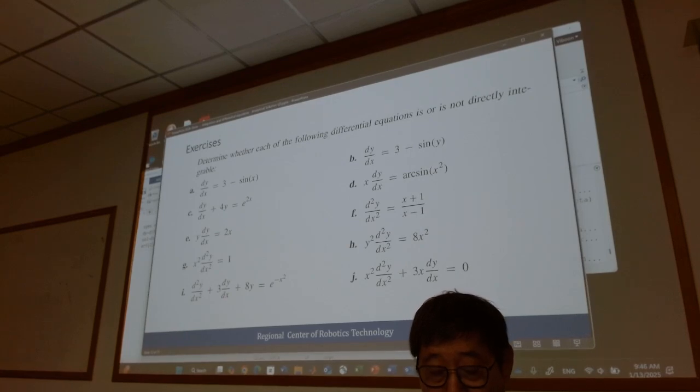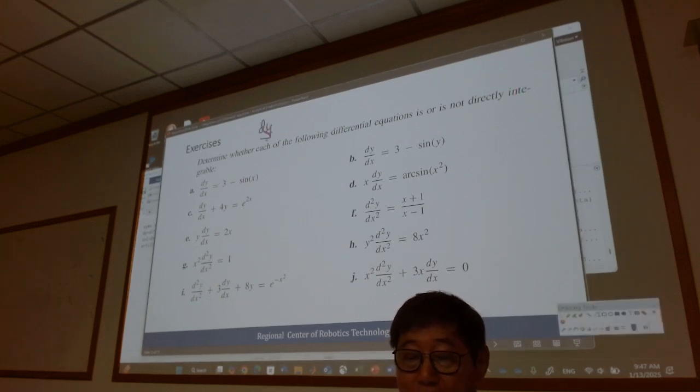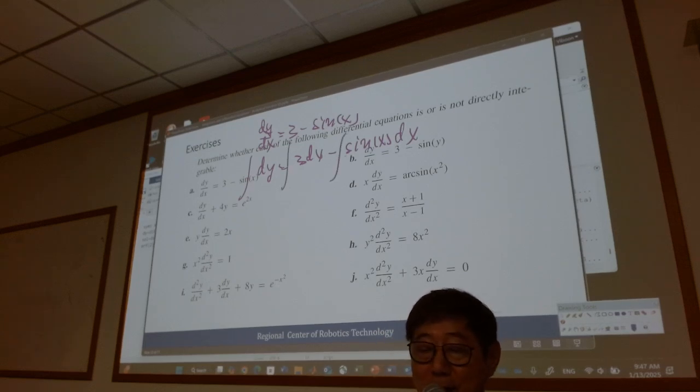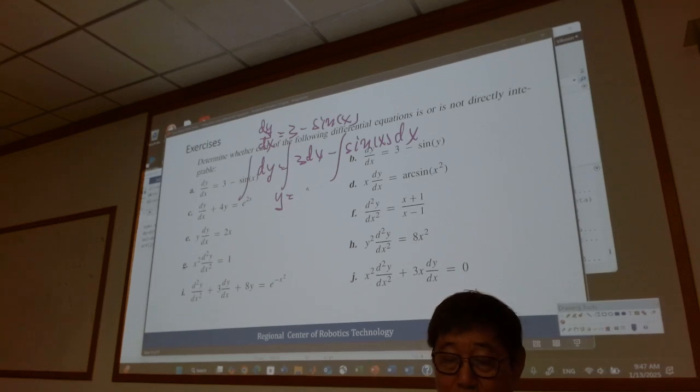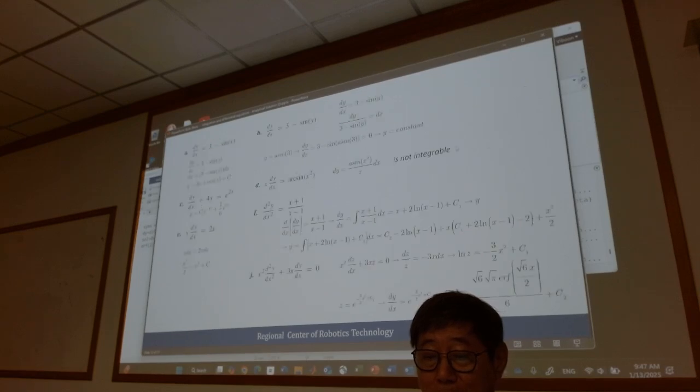In this case, dy by dx equal to 3 minus sine x. So dy equal to 3 dx minus sine x dx, right? Integrate. This is integrable, and then integrating both sides gives y, the solution. So I give you the solution already, all of them.